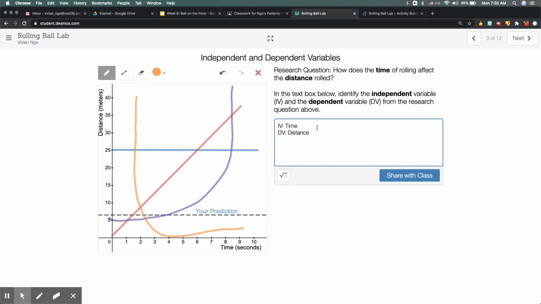When I write my hypothesis, it says, I claim that as time increases, distance will, and remember, you need to tell me, is it going to increase, decrease, or stay the same? Then you need to tell me why. Why do you think that's going to happen? Remember, our 2 increasing lines are the red one and the purple one, which are the linear pattern and the quadratic. The blue line is horizontal, which tells us that it's going to stay the same. The orange one tells us that it will be cut in half.